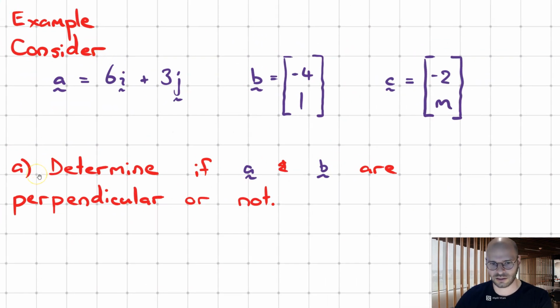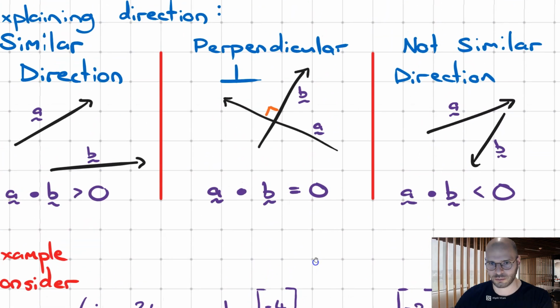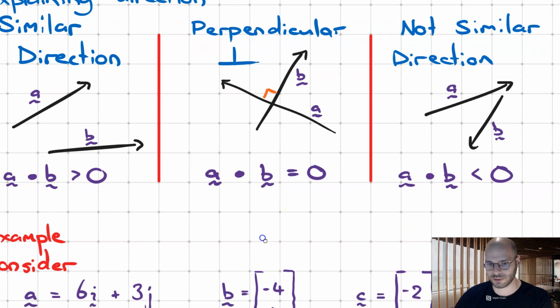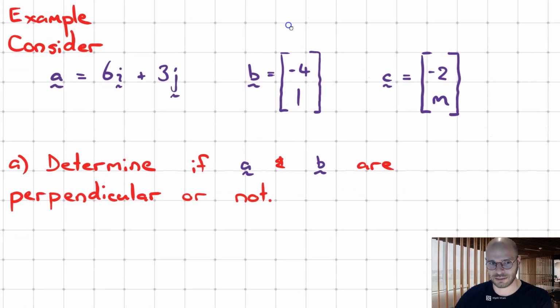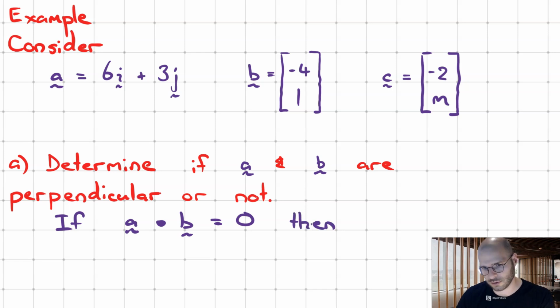Example A. Consider we have vectors A and B defined over here. What we want to do is we want to determine whether vectors A and B are perpendicular or not. Now, given the situation we saw up here, if two vectors are perpendicular, then the dot product will be 0. What we can do is we can build a statement and then check whether it's true or not. If the dot product of vectors A and B is equal to 0, then vector A is perpendicular to vector B. So what we need to do is check whether the left-hand side of this equation is equal to the right-hand side.